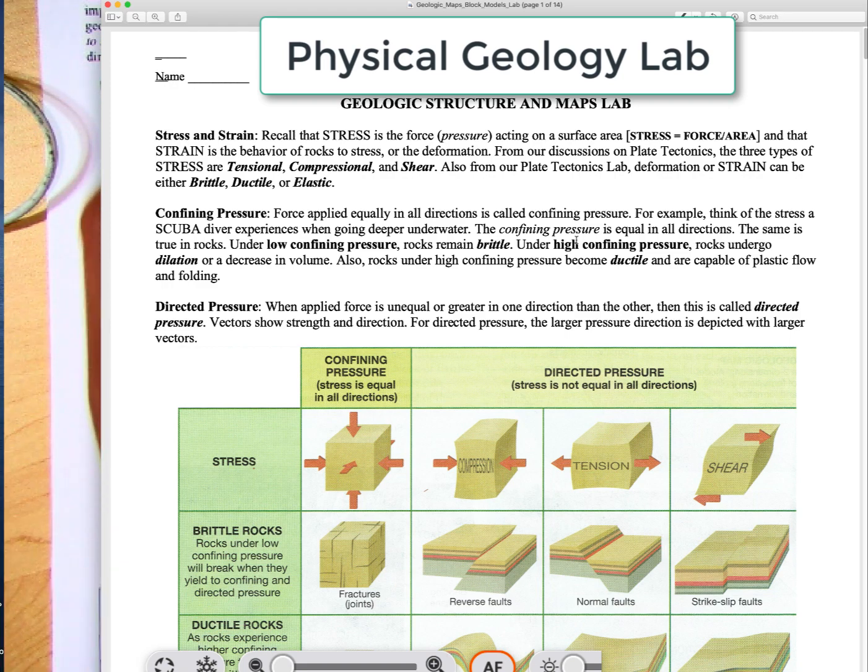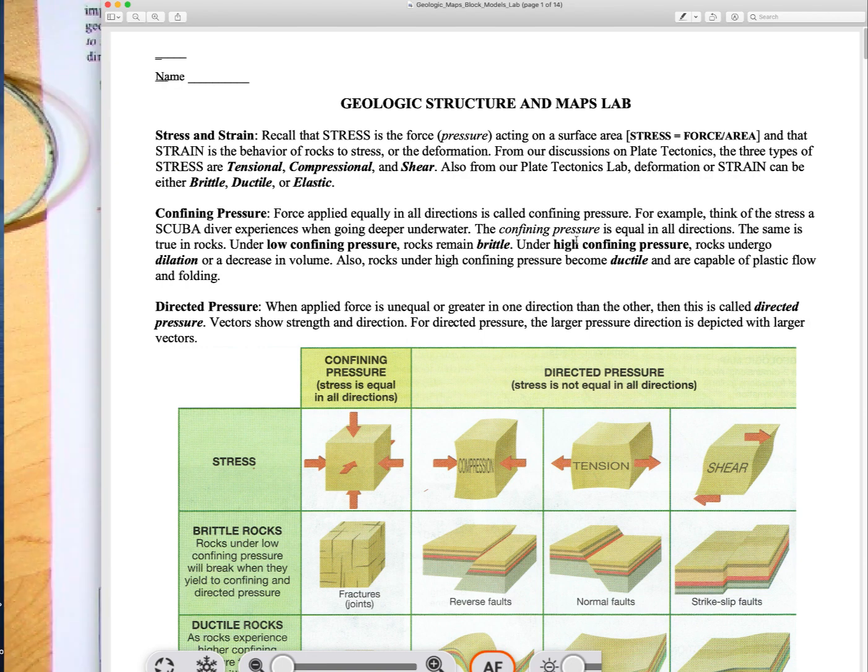Hello and welcome back to Physical Geology, and today I want to look at the Geologic Structures Lab for this week. In my videos I talk about stress and strain. We did this back when we did plate tectonics, so a little bit of background information.